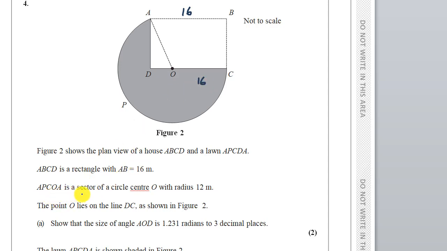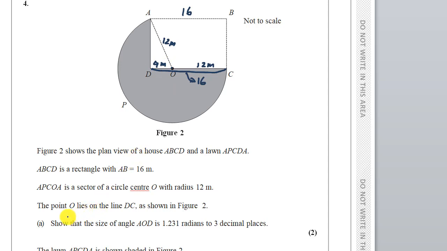ABCOA is a sector of a circle, center O, with radius 12 meters. So this is 12 meters, which is the radius, and from here to here it's 12 meters, which is the radius. The total here is 16. So the remaining part is equal to 4.